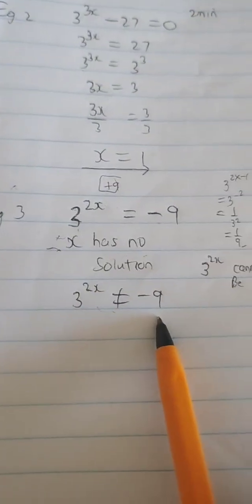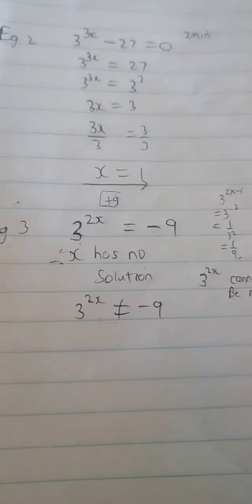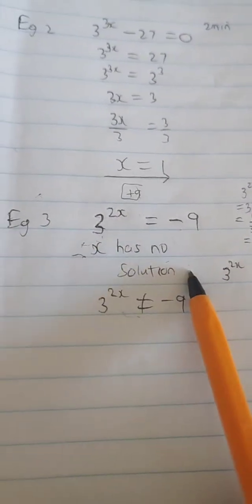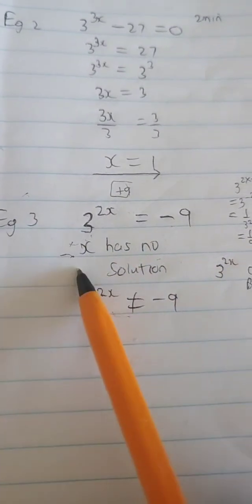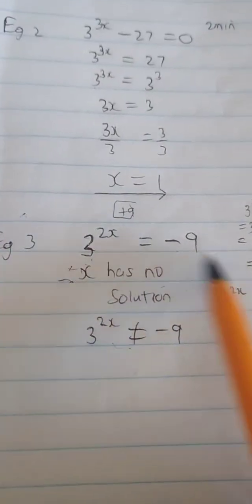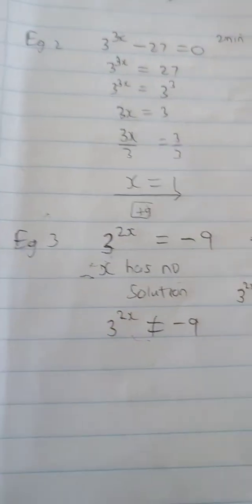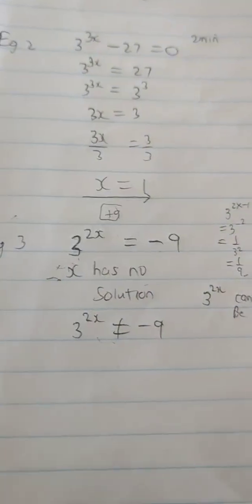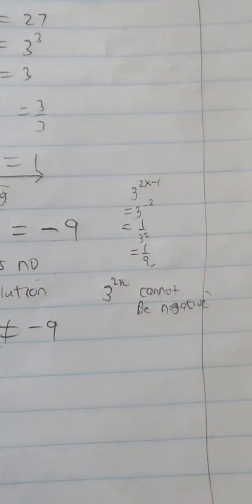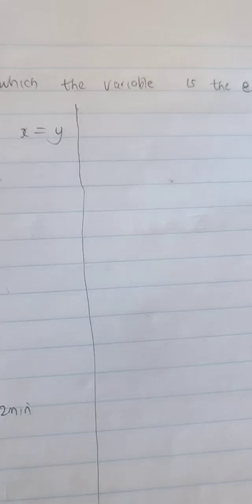You'll find some people saying 3 to the power 2x cannot be negative 9, all right? Yeah, so either or. X has no solution. Yeah, that basically answers the question, because they wanted us to solve for x. Okay, so please, guys, let us be vigilant about these things when we are dealing with them in our problems. Okay, I hope we are together here. Okay, let's move on to another example.